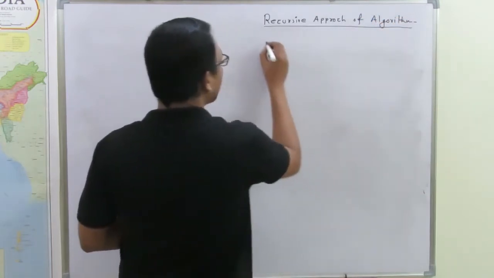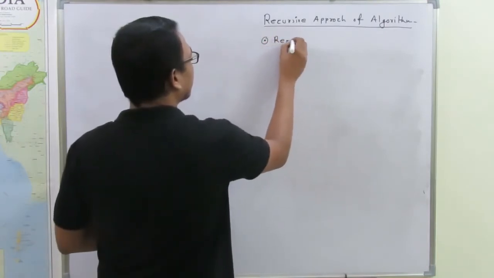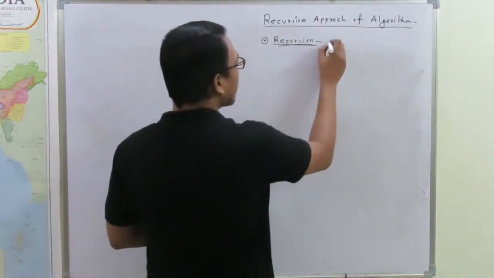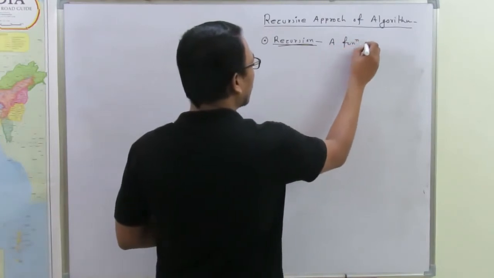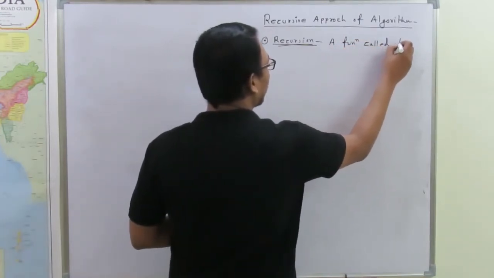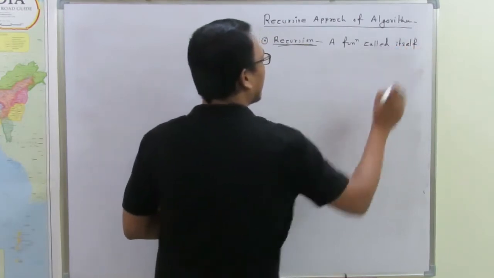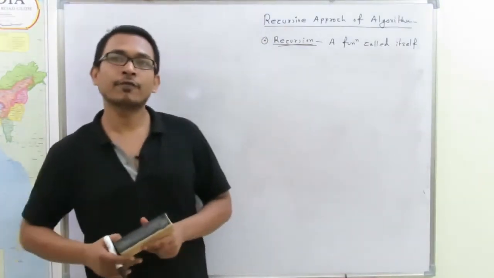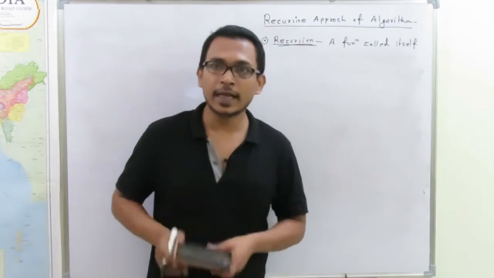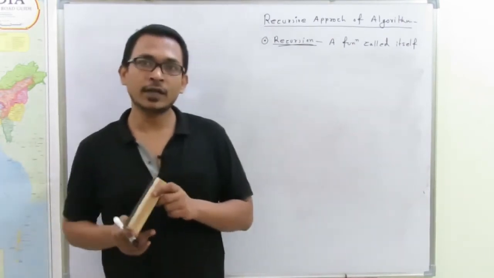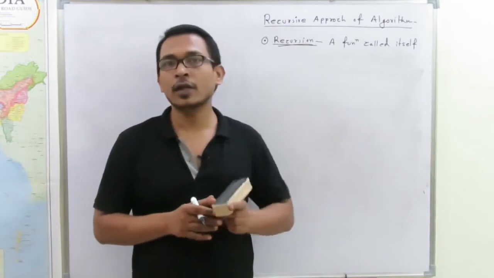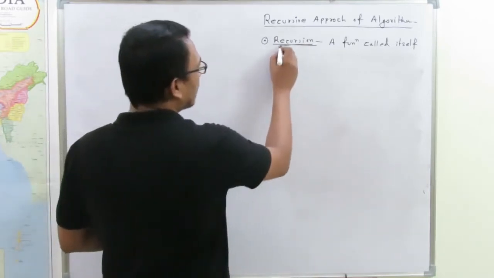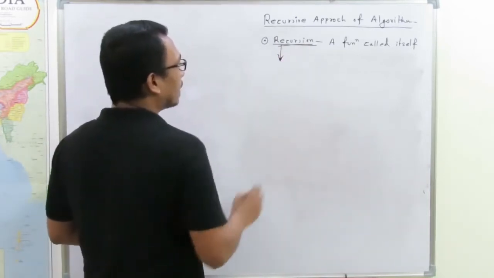So first thing is, what is recursion? Recursion means a function called itself. Such a function is called recursive function. Now, if in any algorithm we use a function which called itself, it is called a recursive algorithm. Clear?